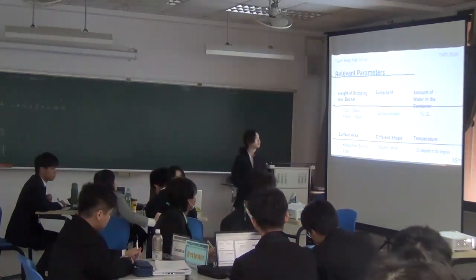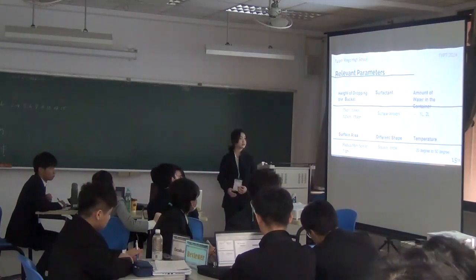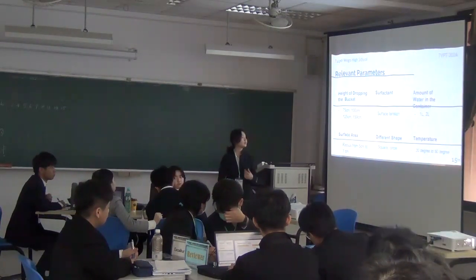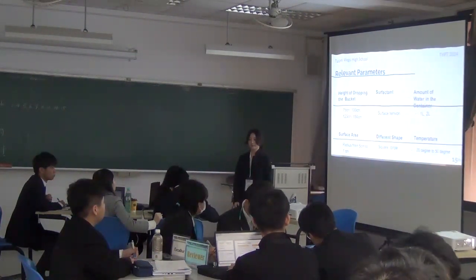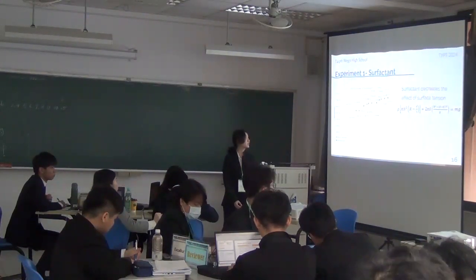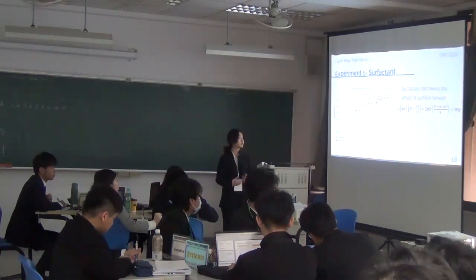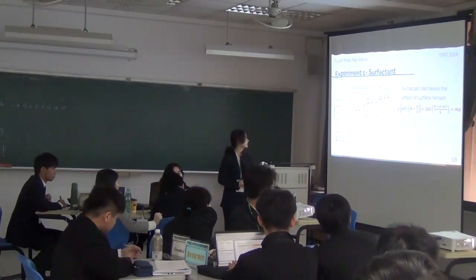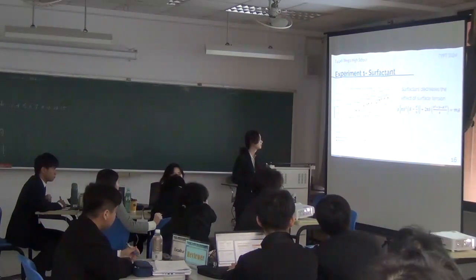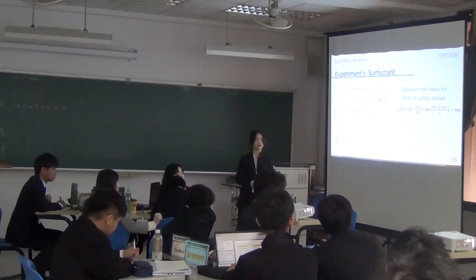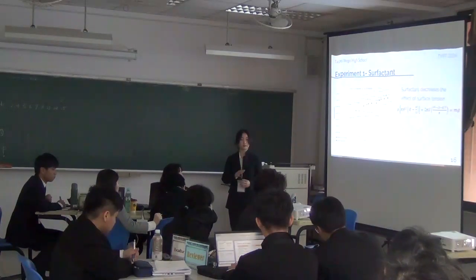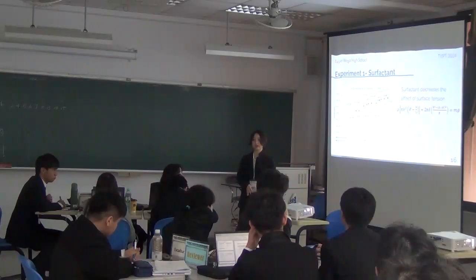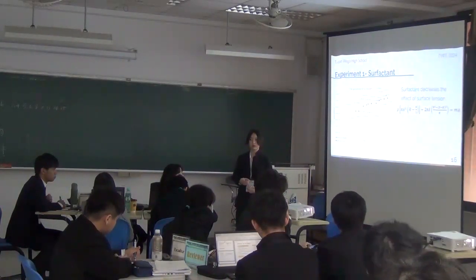And these are the relevant parameters, which are the height of the dropping bucket, surfactant, amount of water in a container, surface area, different shapes, and temperature. So the first experiment is the surfactant. The surfactant decreases the effect of surface tension. However, the value of velocity before and after we add surfactant is about the same. So we can conclude that the surface tension doesn't have much effect on the velocity of the ping pong ball.